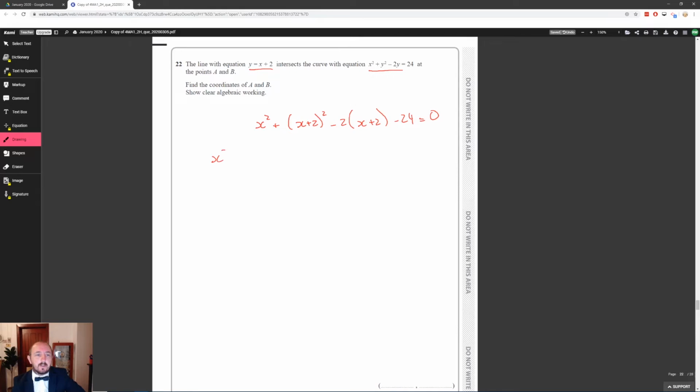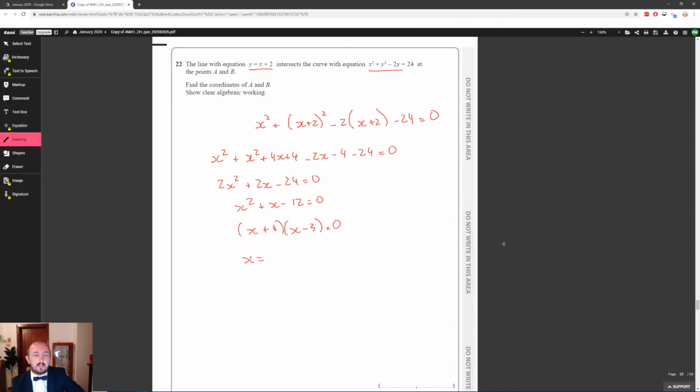So we've got x squared plus 4x plus 4 minus 2x minus 4 minus 24 equals 0. Collect this together, and we get x squared plus x minus 12, which we can factor to x plus 4, x minus 3.